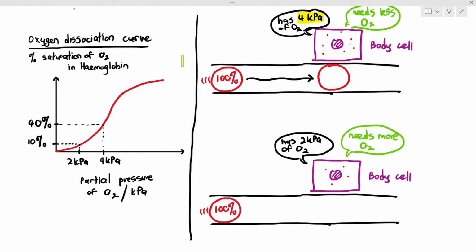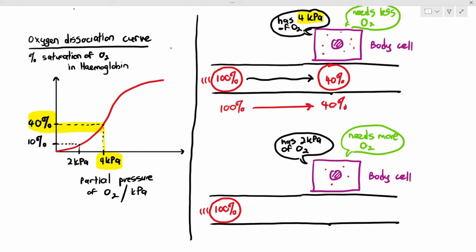based on the graph, when it's exposed to a cell with 4 kilopascals of oxygen, if you look at the graph, the percentage saturation is 40%. Automatically, the red blood cell's oxygen saturation becomes 40% because that's what the graph says, okay? So from 100% oxygen saturation, the red blood cell now only has 40% oxygen saturation.